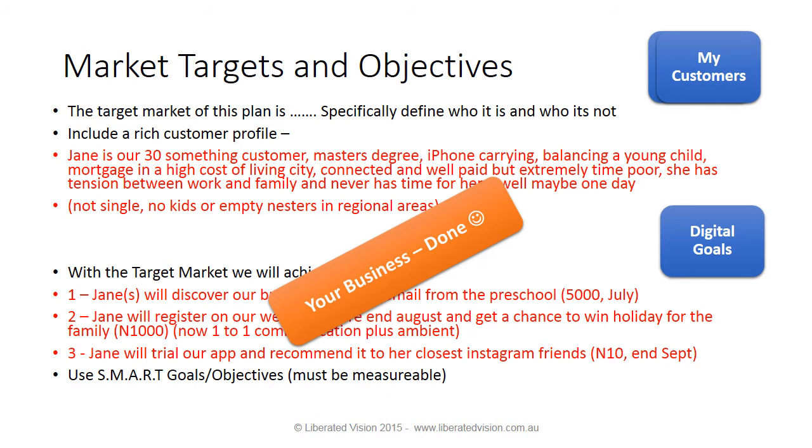The next slide is an example of something we just chucked together. It's not true, it's not real. So the rich customer profile, for example: Jane is our 30-something, so age is not massively important for us. She's a master's degree holding, iPhone carrying, she has a young child, she has a mortgage in a high cost of living city. She's extremely well connected and extremely well paid because of a master's degree, but she's extremely time poor.